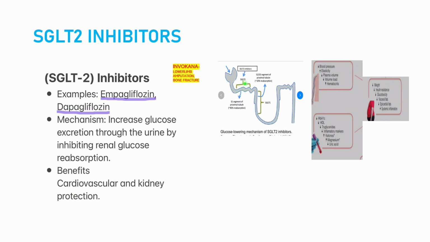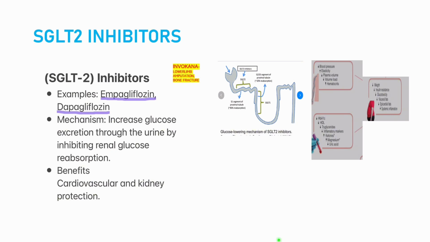SGLT2 is a protein that causes the reabsorption of glucose in the proximal convoluted tubule in the kidney. SGLT2 inhibitor blocks this protein from reabsorbing the glucose. So what happens? The glucose is excreted through the tubule in the urine, and the water also follows. So that is why there is hypovolemia, and we have to be very cautious in elderly.